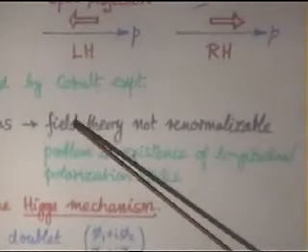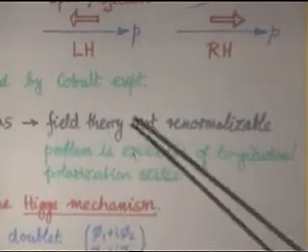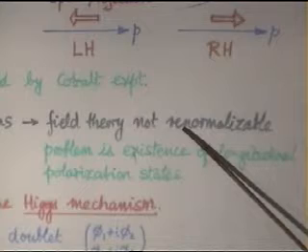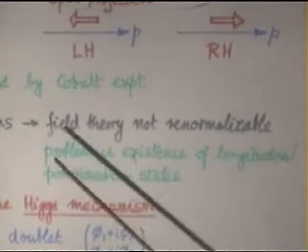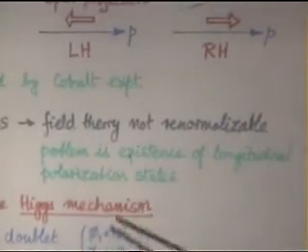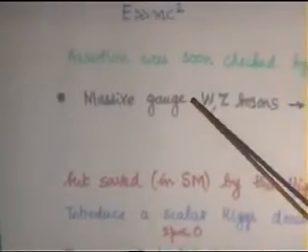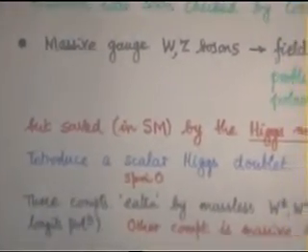Now, massive gauge bosons give rise to a problem, because for a gauge theory they should be massless. So the field theory turns out to not be renormalizable. And the problem is due to the longitudinal polarization states of these particles. Again, that's something we'll come to. So it looks as if this theory is going nowhere, but then it's saved by the Higgs mechanism.